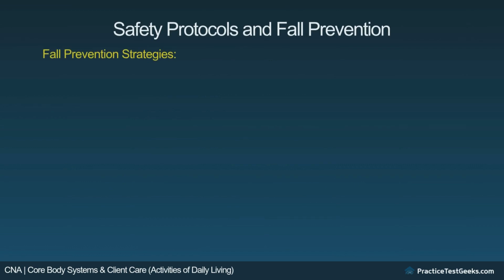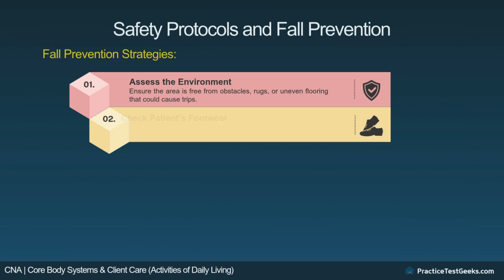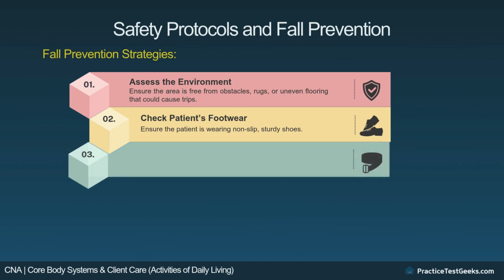Fall prevention strategies. 1. Assess the environment. Ensure the area is free from obstacles, rugs, or uneven flooring that could cause trips. 2. Check the patient's footwear. Ensure the patient is wearing non-slip, sturdy shoes. 3. Use a gait belt. Always use a gait belt when assisting with ambulation to provide stability.